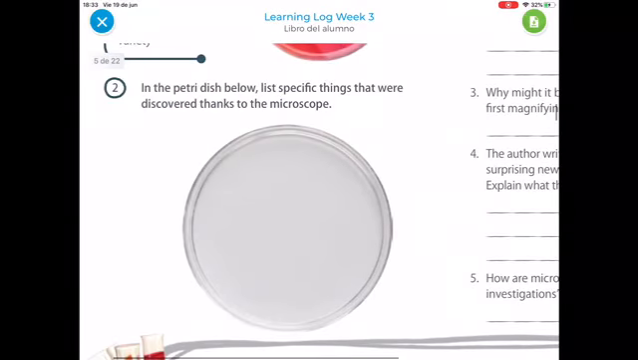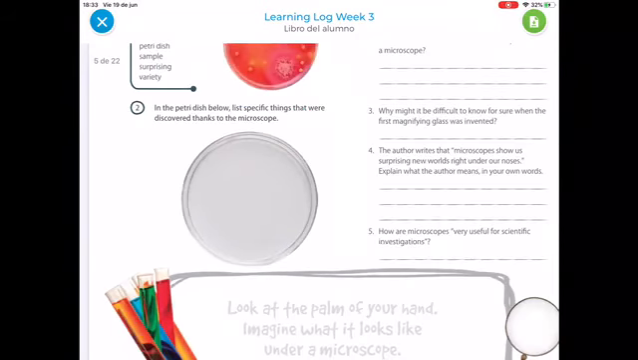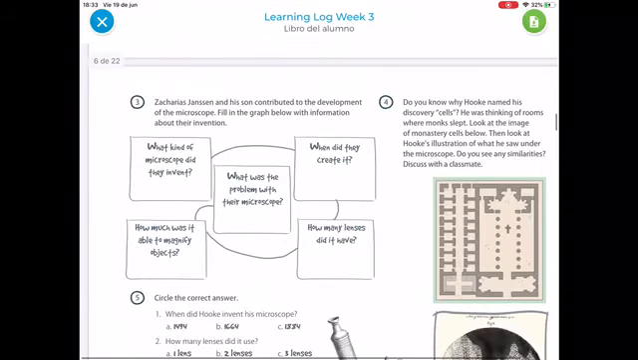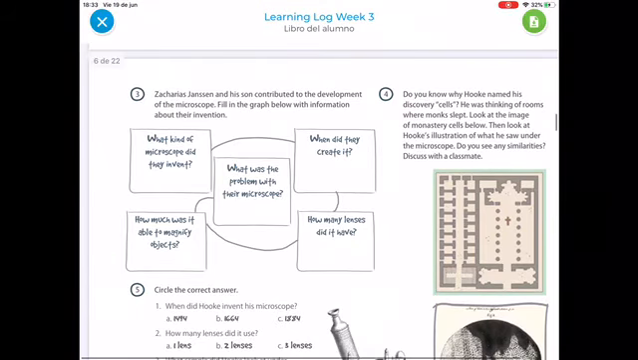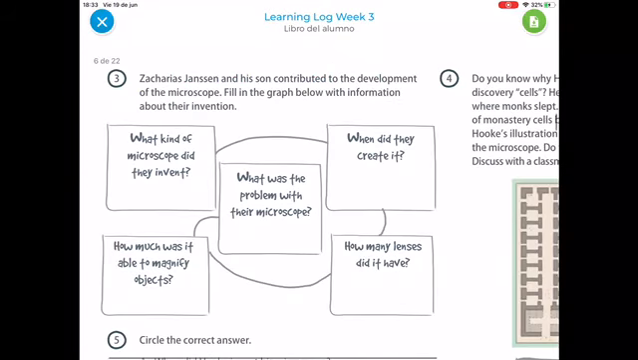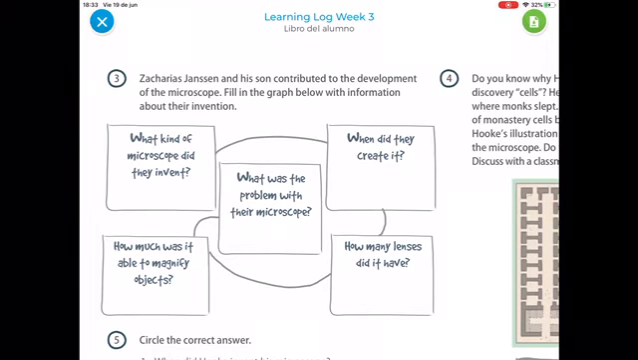Exercise 2. In this Petri dish below, list specific things that were discovered thanks to the microscope. Move on the next page. Exercise 3. Zacharias Janssen and his son contributed to the development of the microscope. Fill in the graph below with information about their invention.